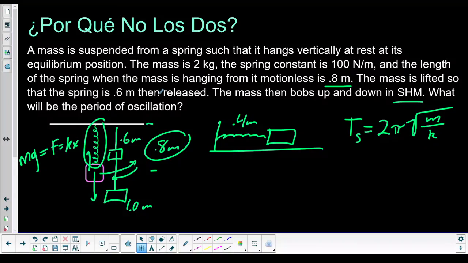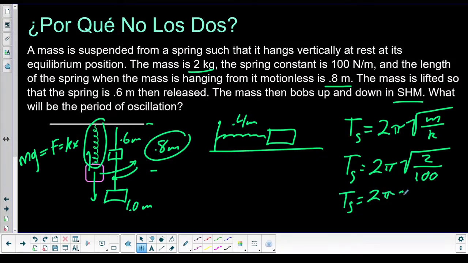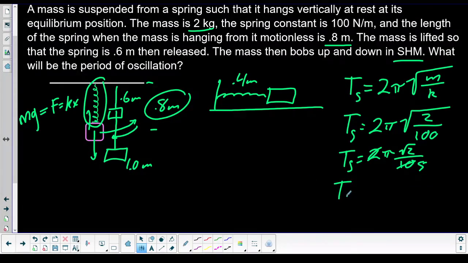The mass of our object is 2 kilograms. So we have T_s equals 2 pi times the square root of 2 over the spring constant, which is 100. The square root of 100 is 10. So the spring period is 2 pi square root of 2 over 10, and then the 2 and the 10 reduce to 1/5. So the period of our spring is square root 2 over 5 times pi seconds. And then you could throw that in a calculator and get a number.